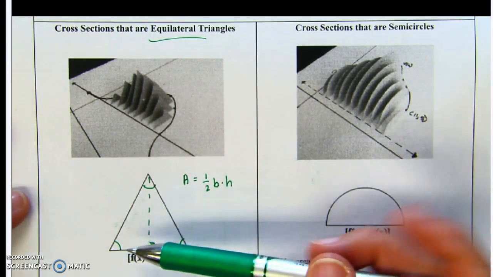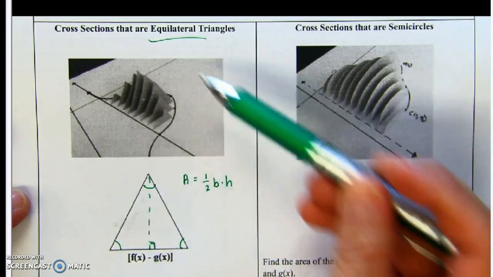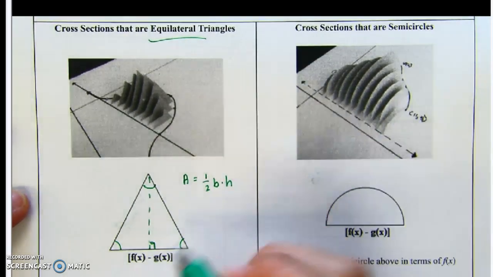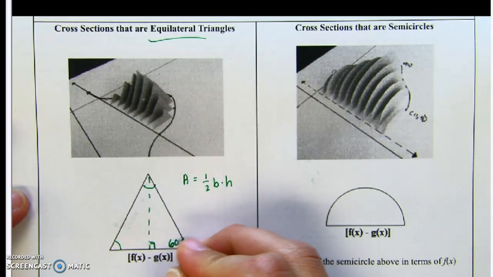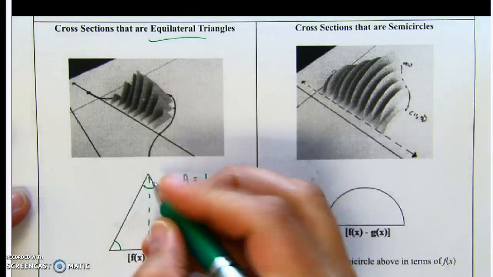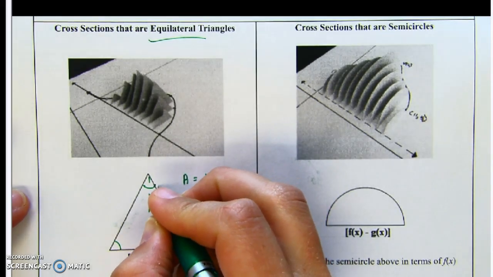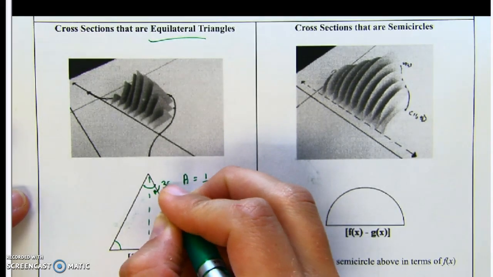Sorry, I'm going very fast. What are all the angles in an equilateral triangle? We should know that. We should know that this is 60, okay? Which means this little angle here is 30.